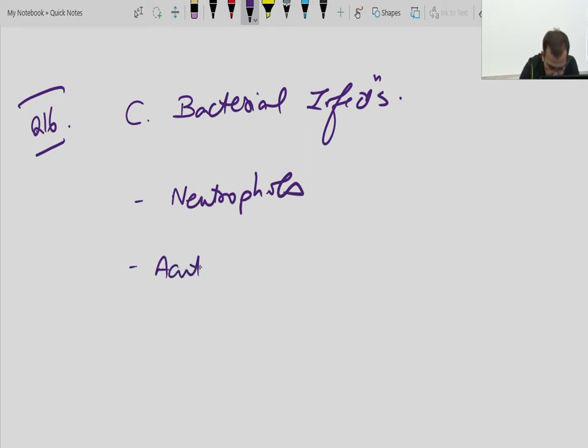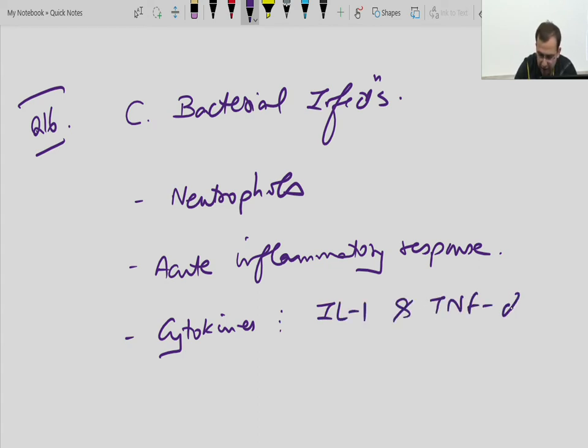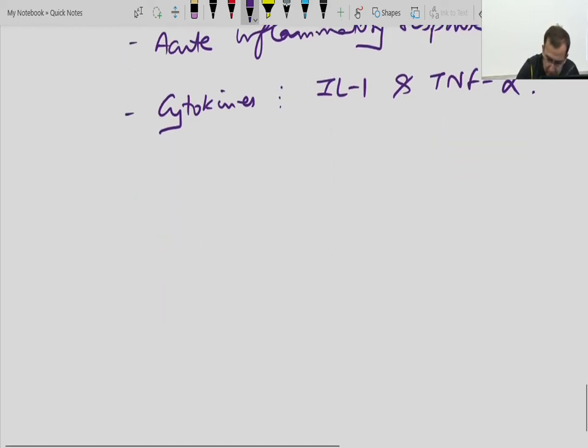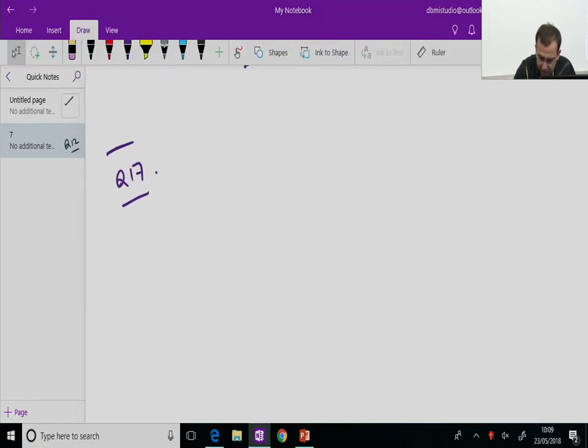Next, they lead to an acute inflammatory response, with the main cytokines involved being interleukin 1 and tumor necrosis factor alpha. So lymphocytosis would not be a feature of bacterial infections. Next, this gets us to question 17.